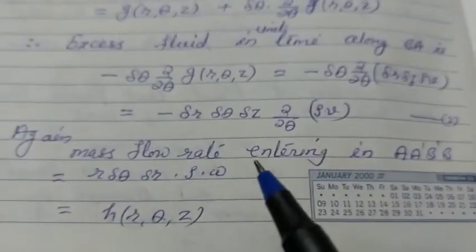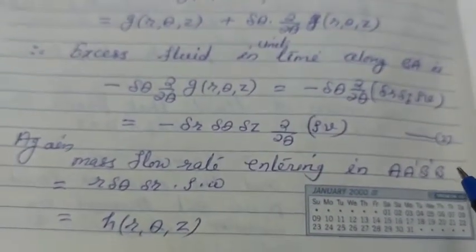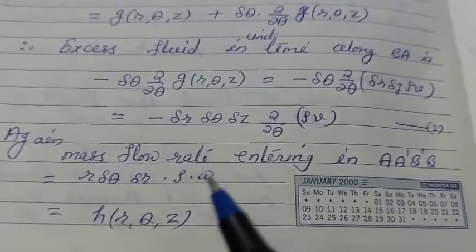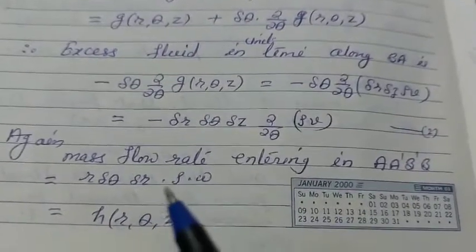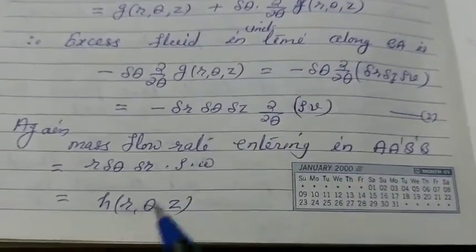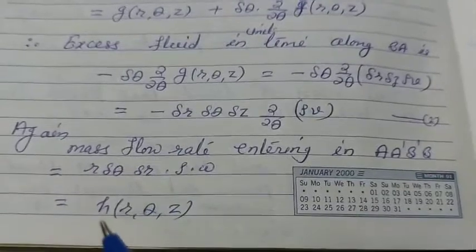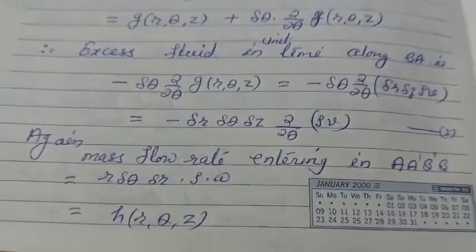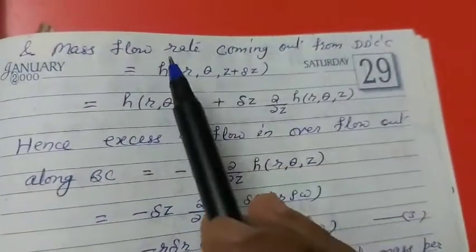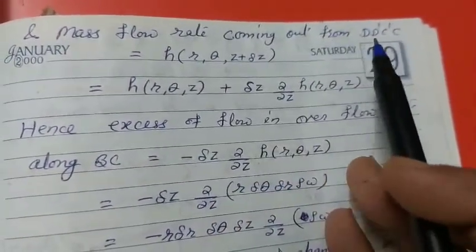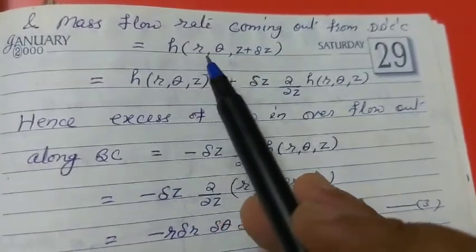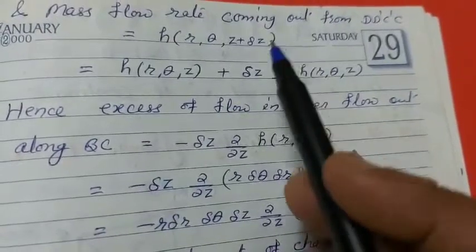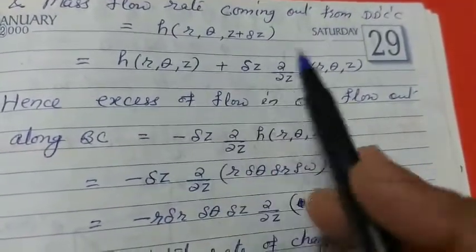Again, the mass flow rate entering A dash B dash B will be r delta theta into delta r into rho into w. This is along the z direction. Suppose this expression is written as a function of r theta z, that is h of r theta z. And the mass flow rate coming out from D dash C will be the function of r, theta, z plus delta z. Expanding this by Taylor's theorem and neglecting higher order terms of delta z, we have this expression.